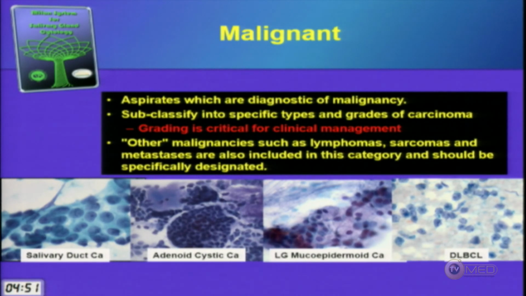Very importantly, once you reach the diagnosis of a malignant neoplasm on salivary gland FNA, it is important, if you can, to try to make a specific diagnosis. Even if you can't do that, if you can, try to grade it into low grade or high grade. We can't always do that, but if you're pretty sure based on the atypia that it's high grade, then I would indicate that in your report, because that will help to guide the clinical management. Other malignancies such as lymphomas, sarcomas, and metastases are also included in this malignant category.